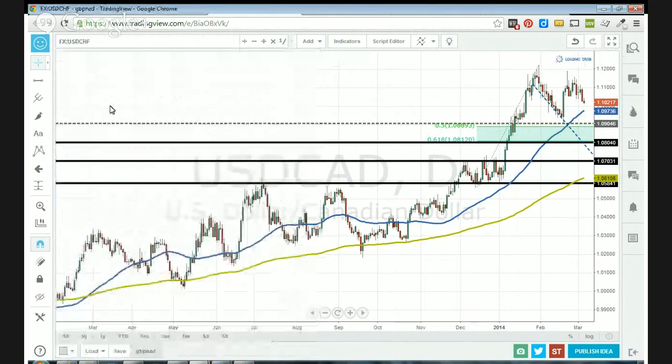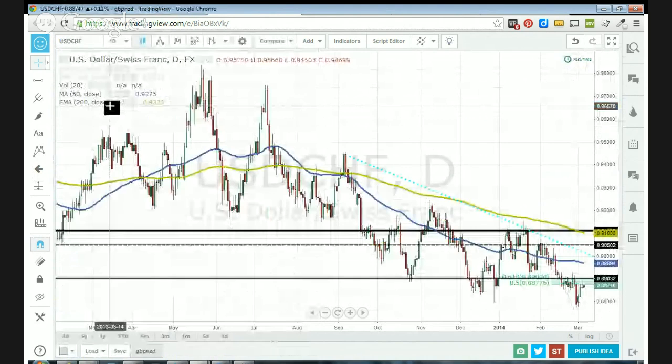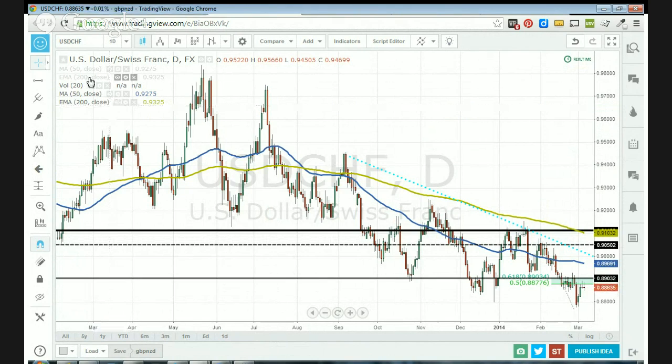Dollar Swiss. 89.03. I wonder if that's a level for me to enter at. Again, let's see if we get the candlesticks to confirm. But it needs to pull back 30 more pips at least. So there might be an opportunity on dollar Swiss shorting that. But let's see if it gives us 30 more pips.